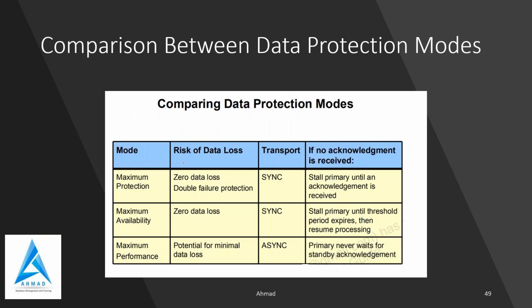Now see the production mode transport mechanism you can use. For maximum performance you required, you have to use asynchronous transport, and when you have availability, you use synchronous. When you have maximum protection, obviously you have to use sync transport mechanism. Clear?